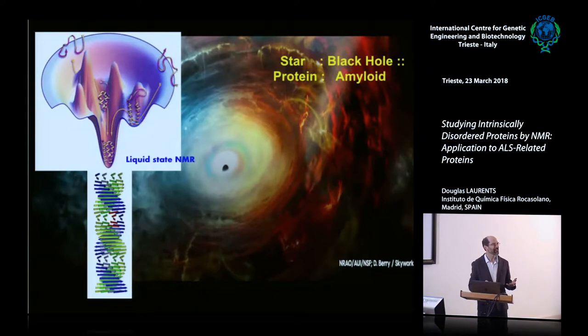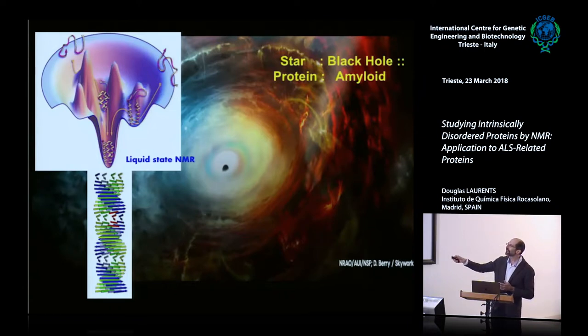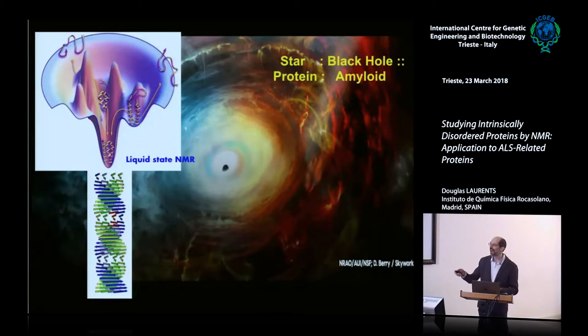In the protein folding field, there's this concept of proteins going down an energy well to the folded state. And this is a state we can characterize by liquid state NMR. The amyloid state is much, much more stable. And when it's formed, it's a bit like an event horizon. Once the protein goes into the amyloid state, it's so stable, it's very hard that it would go back outside the black hole. It's trapped inside.